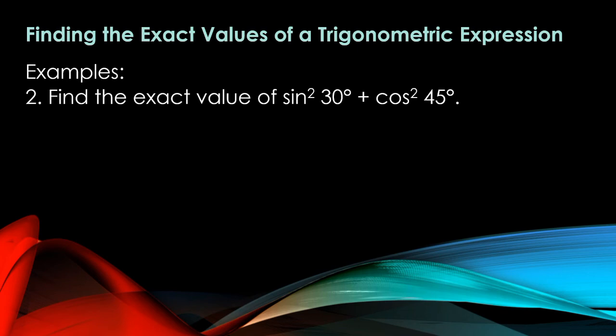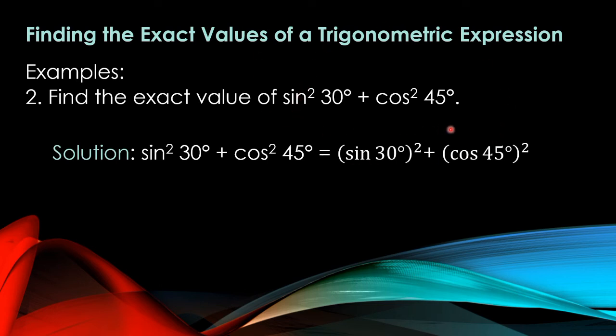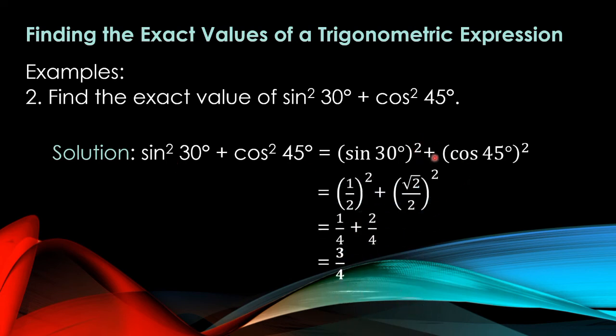Next, number 2 example. Find the exact value of sine squared 30 degrees plus cosine squared 45 degrees. This expression is also equivalent to the square of the quantity sine 30 degrees plus the square of cosine 45 degrees. So, pinalabas lang yung squared sa labas ng parentheses para mas klaro. Next, substitute the value of sine 30 degrees from the table. So, that is 1/2. Nandyan pa rin yung squared.